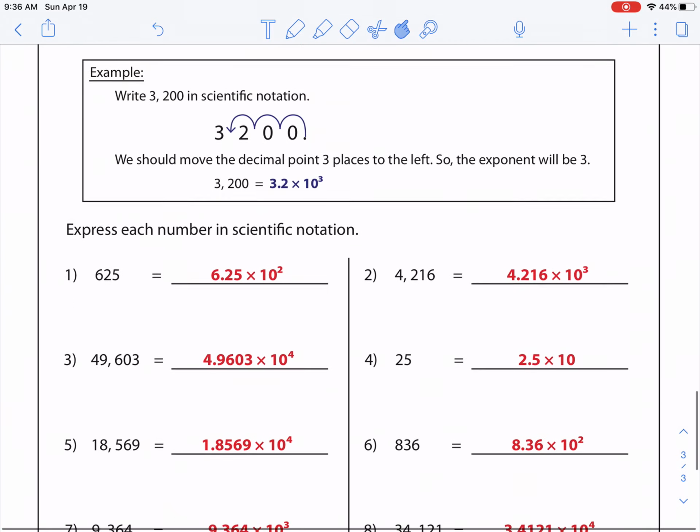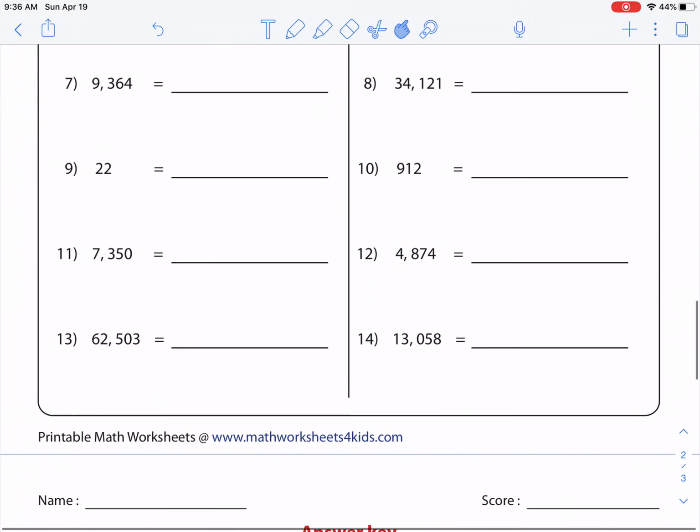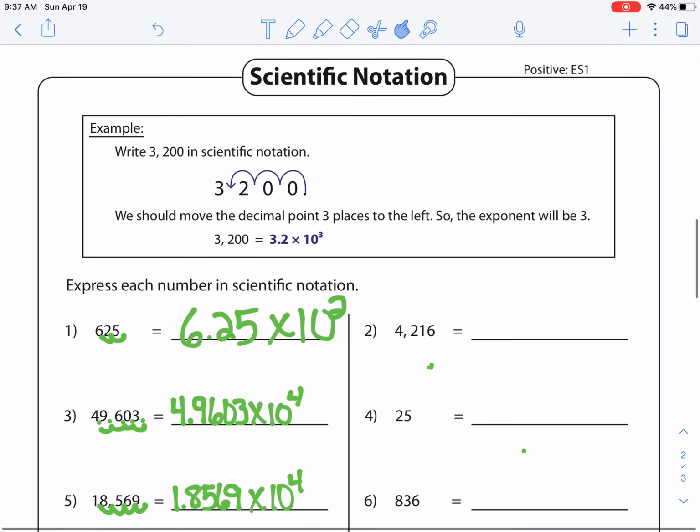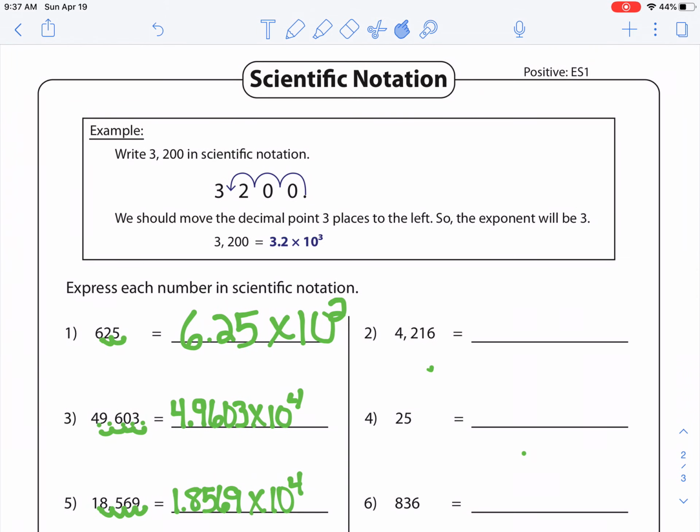Okay? The answer key is provided, so you can check your work when you're done. Please try not to cheat and use it and just copy the answers down, because that's not going to benefit you. You will have a quiz coming up.